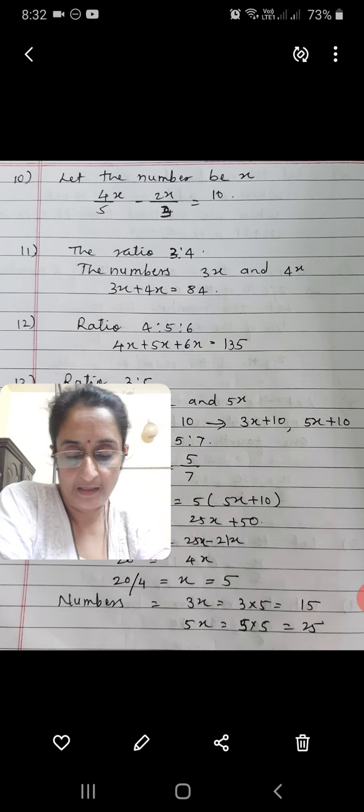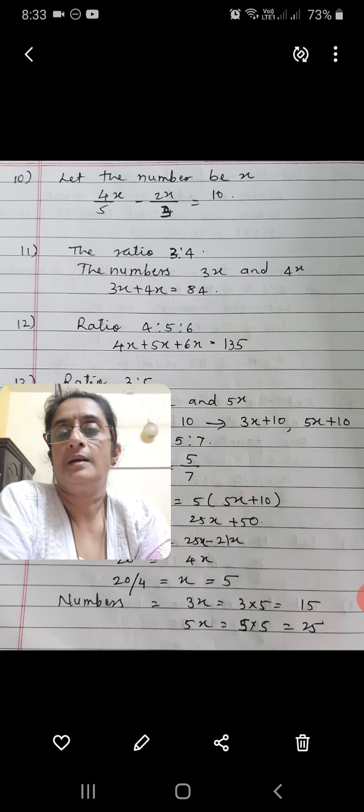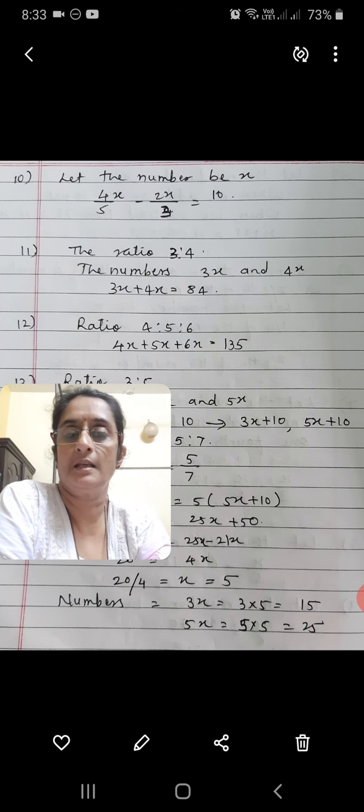Now the next one: two numbers are in the ratio of 3:4 and their sum is 84. Find the numbers. Now when the numbers are given in a ratio, that is 3:4.